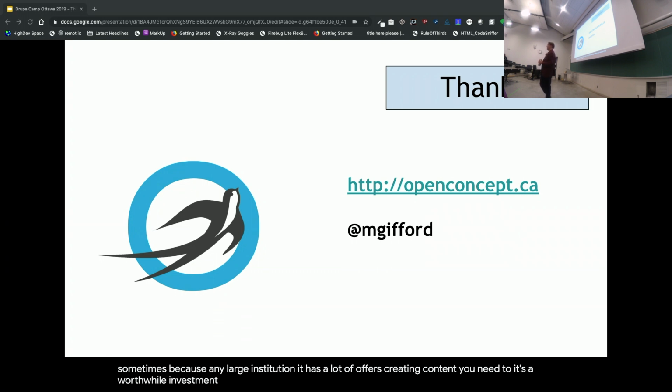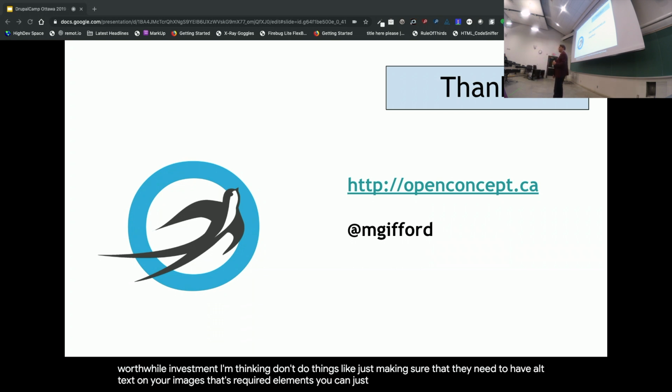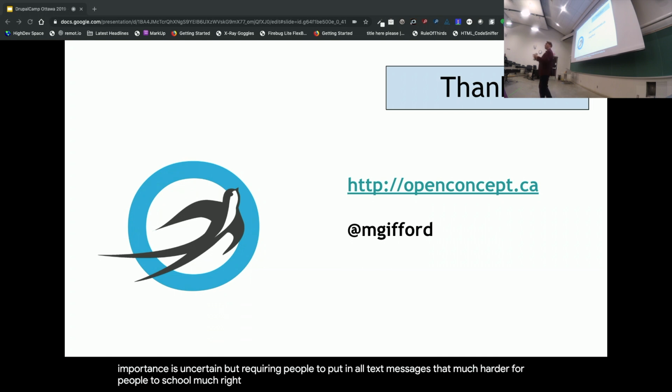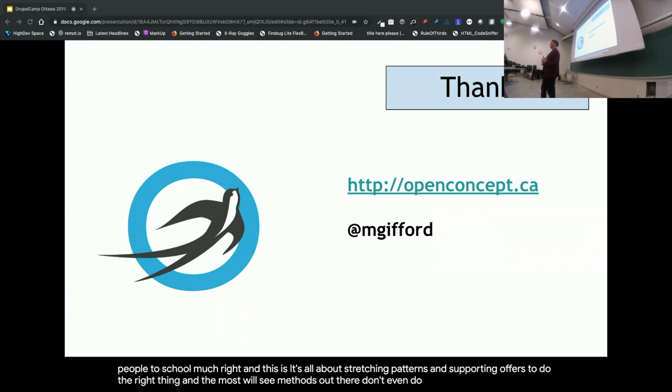We've done little things like just making sure that you need to have alt text on your images. That's a required element. You can disable that because it's open source and realize that in some cases this isn't necessary. But requiring people to put in alt text makes it just that much harder for people to skip it, right? And it's all about changing patterns and supporting authors to do the right thing. And you know, most CMSs out there don't even do any ATAG. And because from Drupal 7 onward, we've essentially treated both the front end and the back end as being accessible.